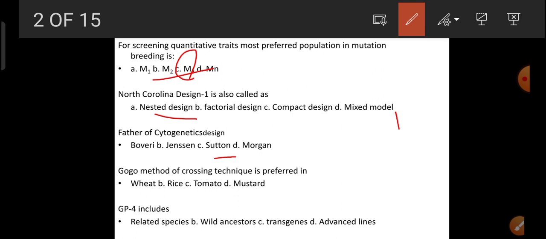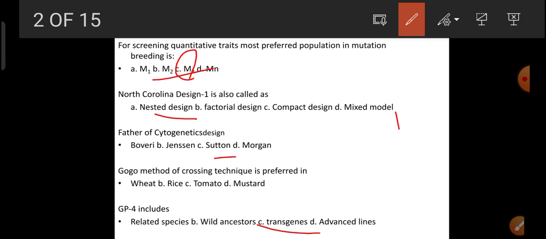Okay. Next question is GP4 includes. The options given are related species, wild ancestors, transgenes and advanced lines. Answer here is transgenes. Why? Because gene pool 4, here mostly unrelated families or all the unrelated plant materials are placed. Plant material, animal material, whatever the living things are there, they are placed in GP4.